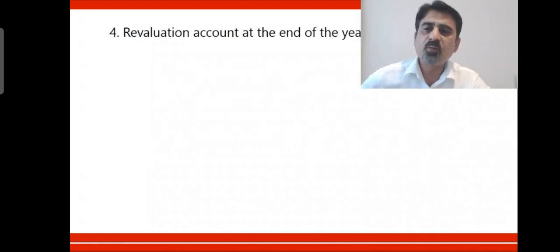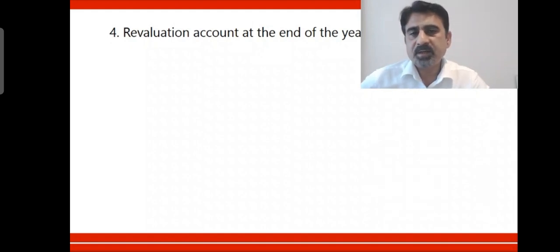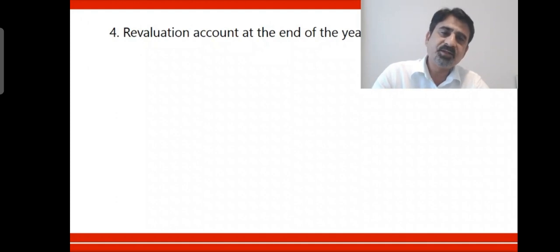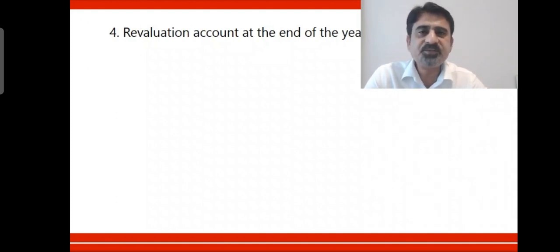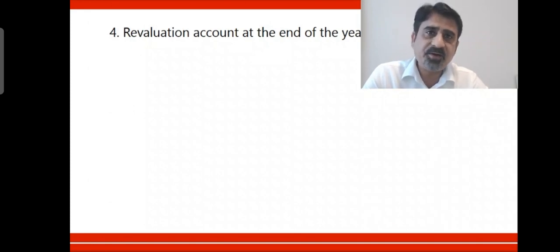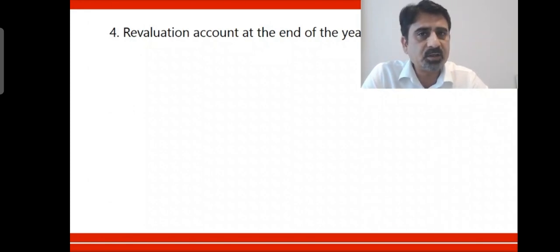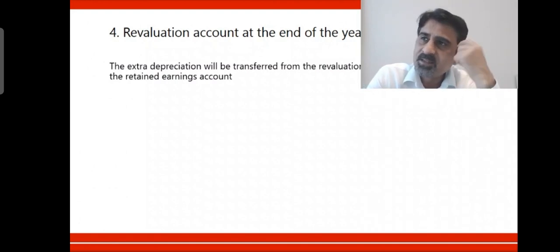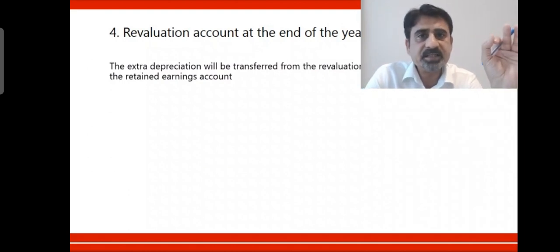And number 4 was the revaluation account at the end of the year. So what happens at the beginning of the 7th year, we credit 50,000 to the revaluation surplus account. As a result of that, the double entry is: debit accumulated depreciation, debit non-current asset, and credit revaluation surplus. So this extra depreciation will be transferred from the revaluation account to the retained earnings account. Now what happens? I told you in the beginning that your revaluation surplus account is an unrealized gain, therefore we cannot distribute it.